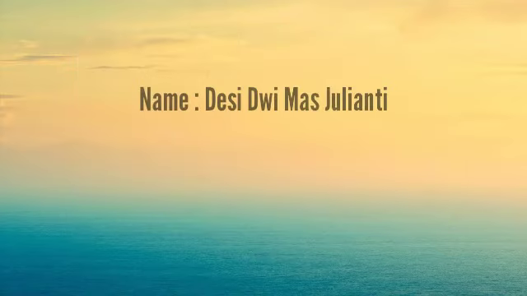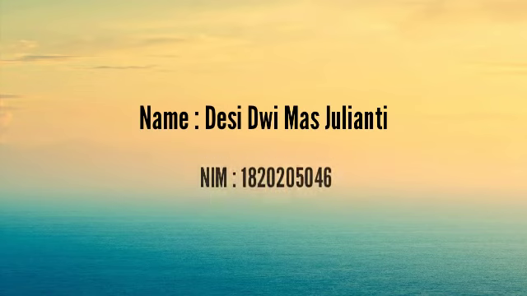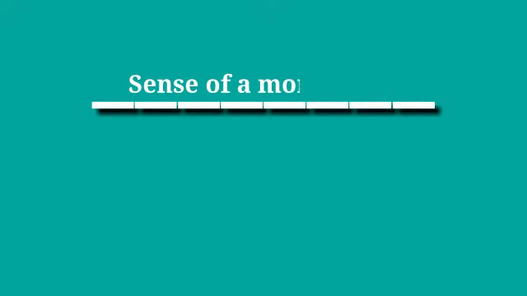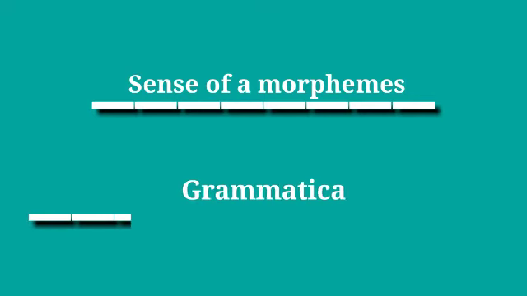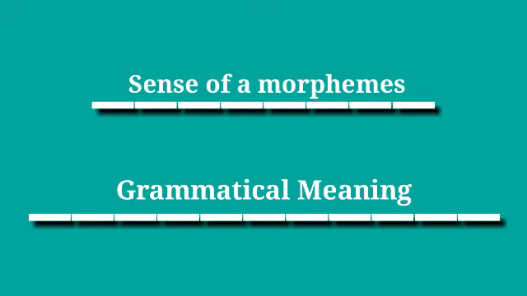Okay, my name is Desi Dwi Mas Julianti. I'm from PBI 2. And now I want to explain to you about morphological features. Okay, there are 2 points of lexical meaning. The first is sense of a morpheme and the second is grammatical meanings.